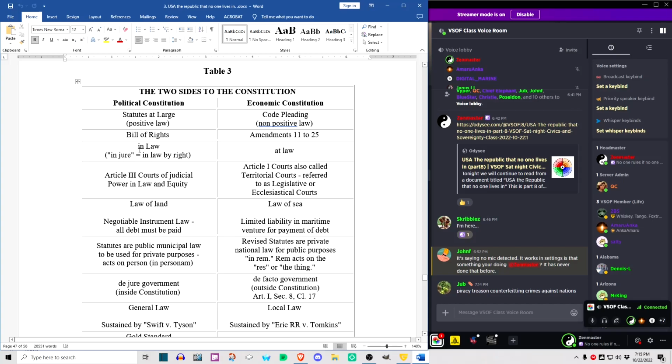On the right side, this is in law. This means de jure, basically in jure or in law by right, meaning that when you're the in law side, you're actually decreeing the law in the courts of record on this side of things. Okay. This side, Article 3 courts of judicial power in law and equity. This side, Article 1 courts, also territorial courts, referred to as legislative or ecclesiastical courts. This is your Roman civil law, maritime amnesty garbage over here. These are your at law and equity.